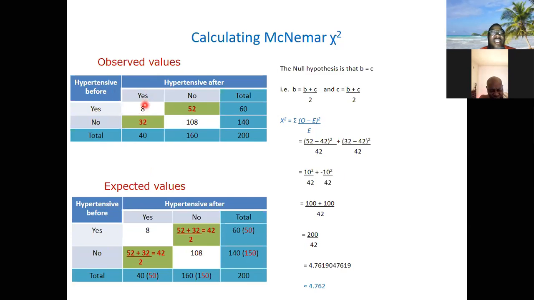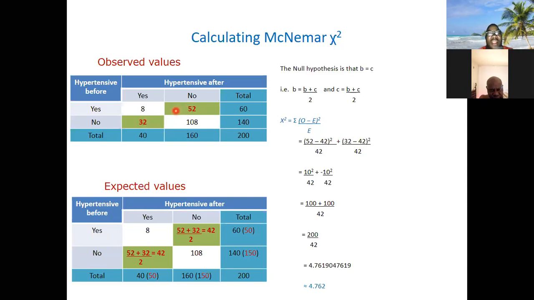This one is yes, yes: hypertensive before and hypertensive after. This one, no, no: not hypertensive before, not hypertensive after. And you see, these green ones are the discordant ones. So they are the changes between yes and no. These 52 were hypertensive before, and they became not hypertensive after. While these 32 were not hypertensive before, and they became hypertensive after.